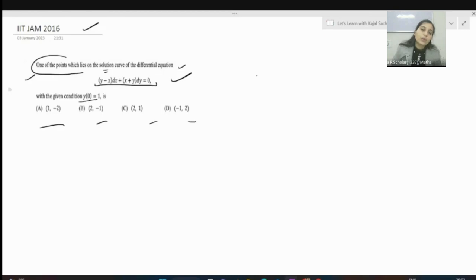First, we have to find the solution and also eliminate C by using this condition. After that, substituting these points, the point which satisfies the given equation will lie on that solution curve. We know that if some point is lying on a given curve, then it will definitely satisfy its equation. So at last we have to check if this point lies on the solution curve. This point should satisfy that solution.